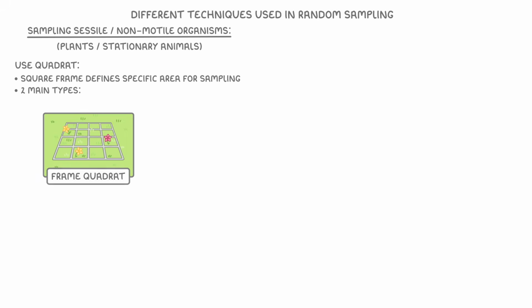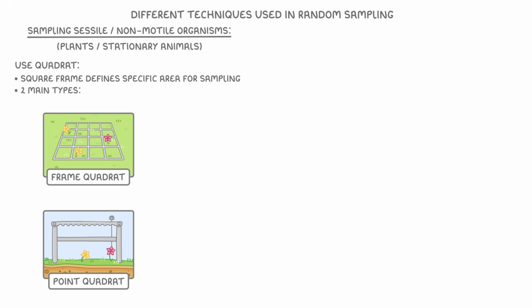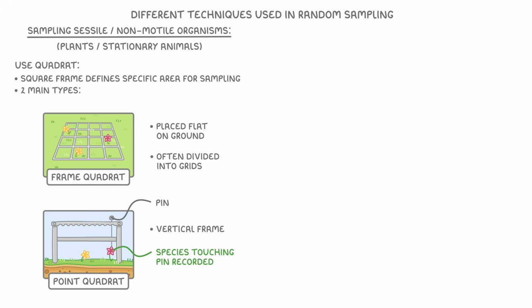Next, let's look at some different techniques that can be used in random sampling. When sampling sessile or non-motile organisms like plants or stationary animals, we can use a quadrat, which is basically a square frame that defines a specific area for sampling. There are two main types of quadrat: frame quadrats and point quadrats. Frame quadrats are placed flat on the ground and are often divided into grids. On the other hand, point quadrats are vertical frames with holes that pins are inserted through, and then any species touching the pin is recorded.